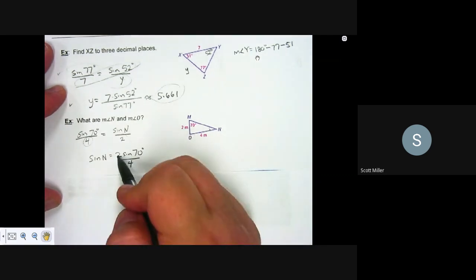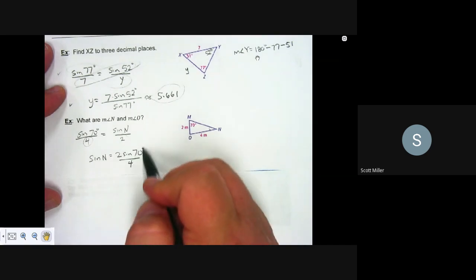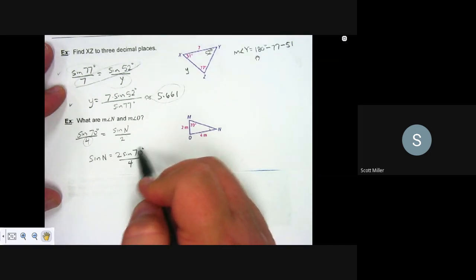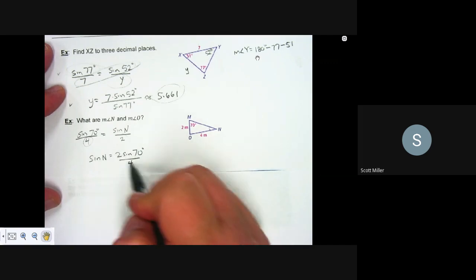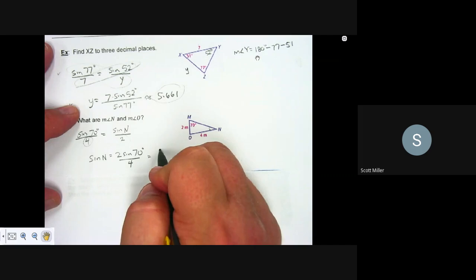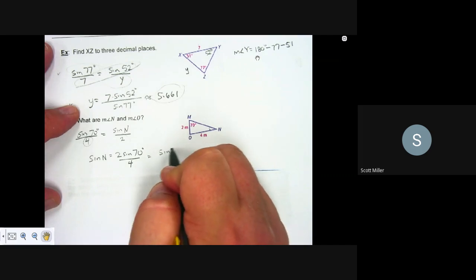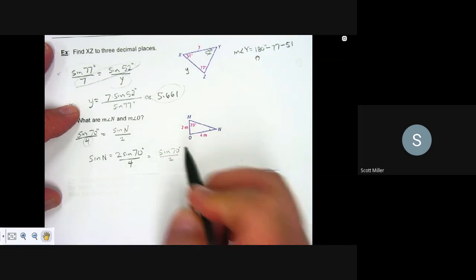And you can reduce these two numbers here. Never reduce the sine thing. This is not a number 70 here. This is the sine of 70. You don't know that number. Just leave it. But these numbers in front can reduce to 1/2. So this is the sine of 70 degrees divided by 2.